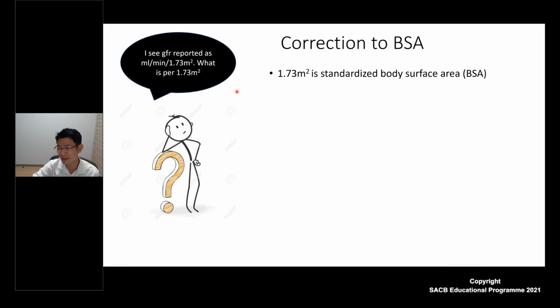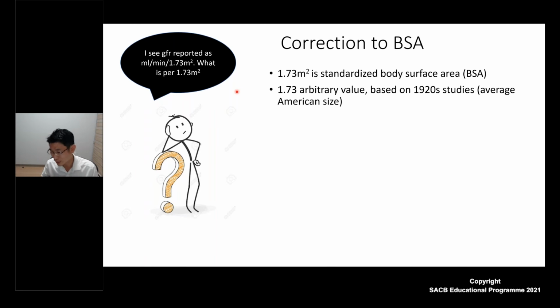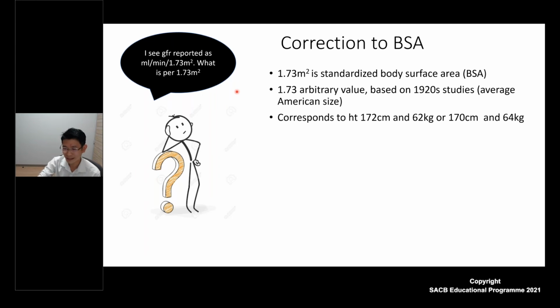So what is 1.73 meters square? It's actually this thing called a standardized body surface area. It's based on the 1920s. There's actually this American size. So it corresponds to, like, a height of 172 cm and 62 kg, or 170 cm and 64 kg.